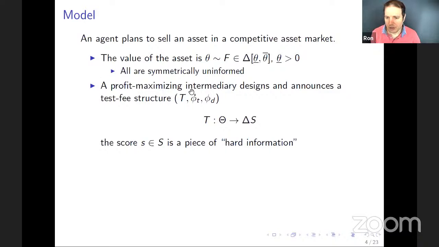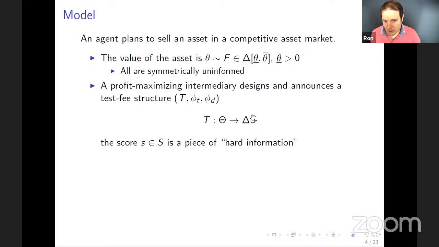Now, before the agent goes and tries to sell the asset in the market, there's going to be a profit maximizing intermediary that is going to announce what we call a test fee structure. That's going to consist of a test and two fees. Let's talk about the test first. A test is what we're familiar with most recently from information design: a mapping from the set of possible values of the asset to the set of signals, that is, a lottery over signals.